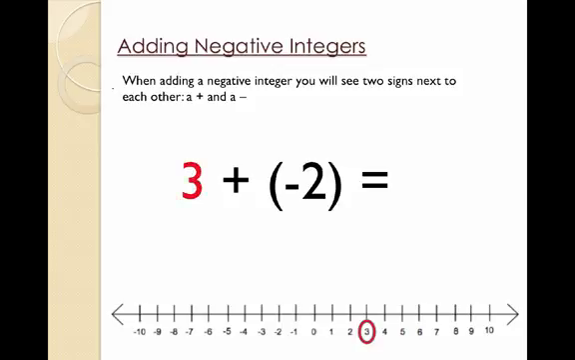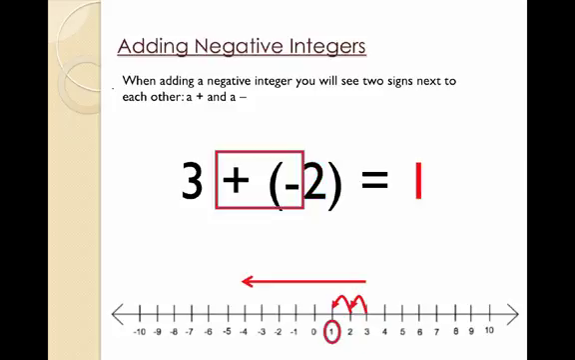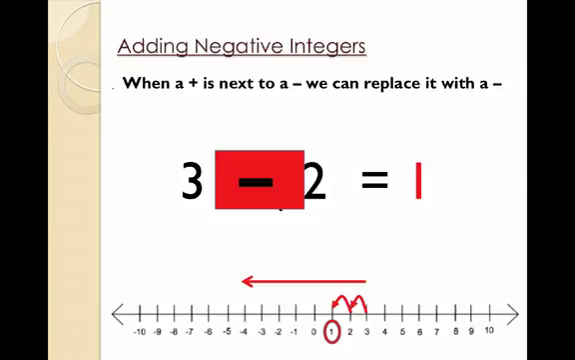Now I'm going to start at 3 and the plus sign tells me to go in the right direction on my number line. But then it's replaced with a minus, so it means that we're going to go to the left on our number line. We're going to go 2 spots and end up with 1. This plus and minus could have been replaced with a takeaway, because whenever we have a plus and a minus next to each other, we can replace them with a takeaway.